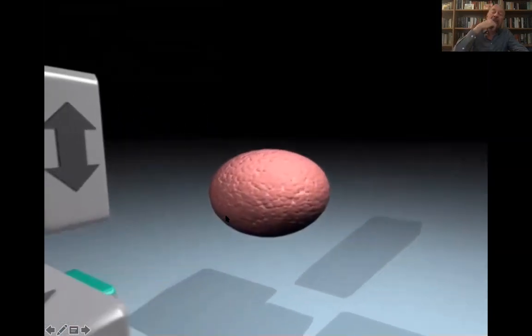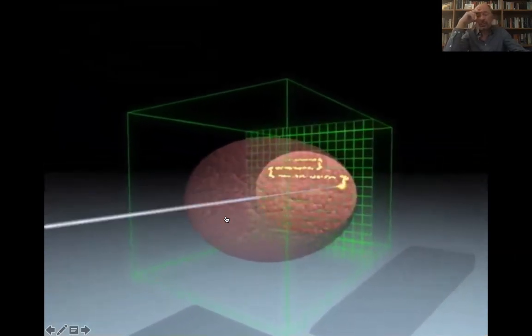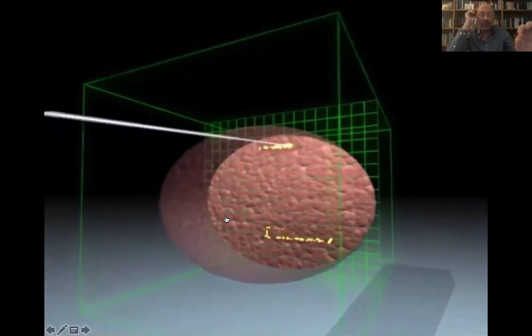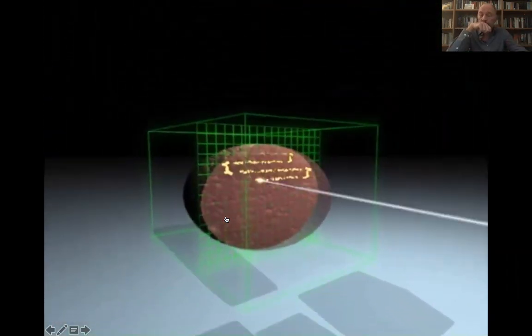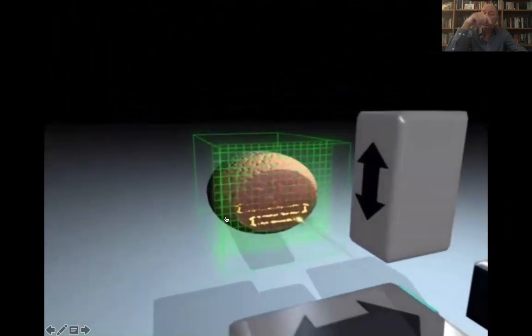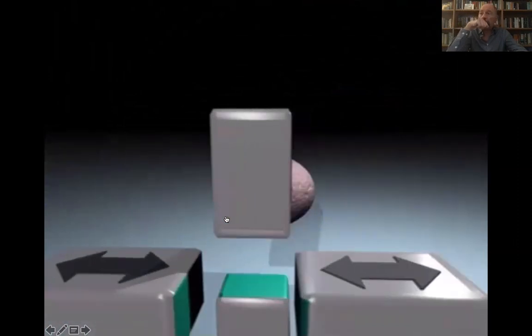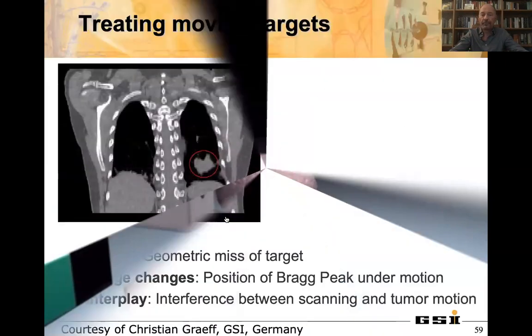And the delivery of the beam is now generally done by scanning. So you see that by magnetic scanning, you can deliver a pencil beam in 2D. And then by changing energy, you can take care of the Z-axis. So you can scan the whole volume with a pencil beam in all 3 dimensions.